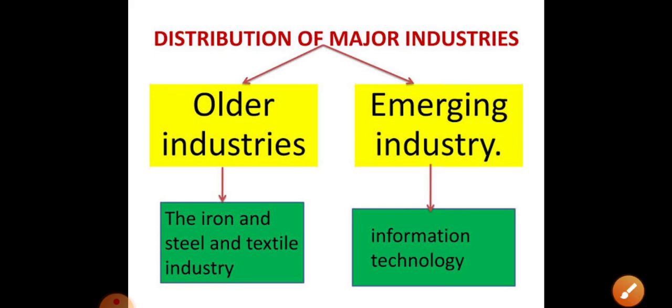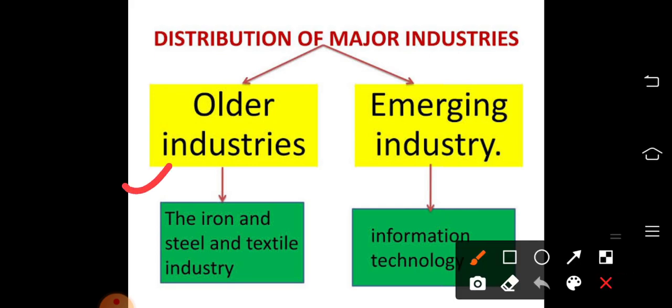So the iron and steel industry is an older industry. It comes under the category of older industries. And the information technology industry comes under emerging industry. It is also known as sunrise industries. Okay.